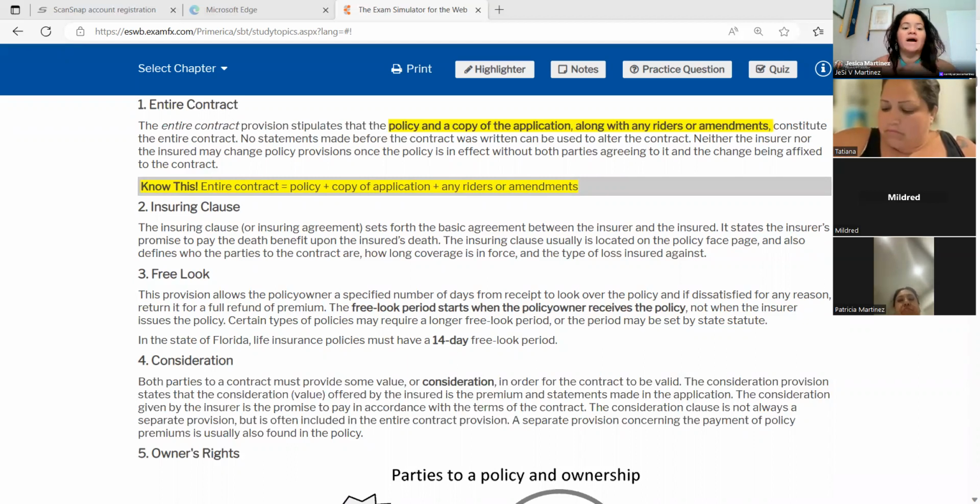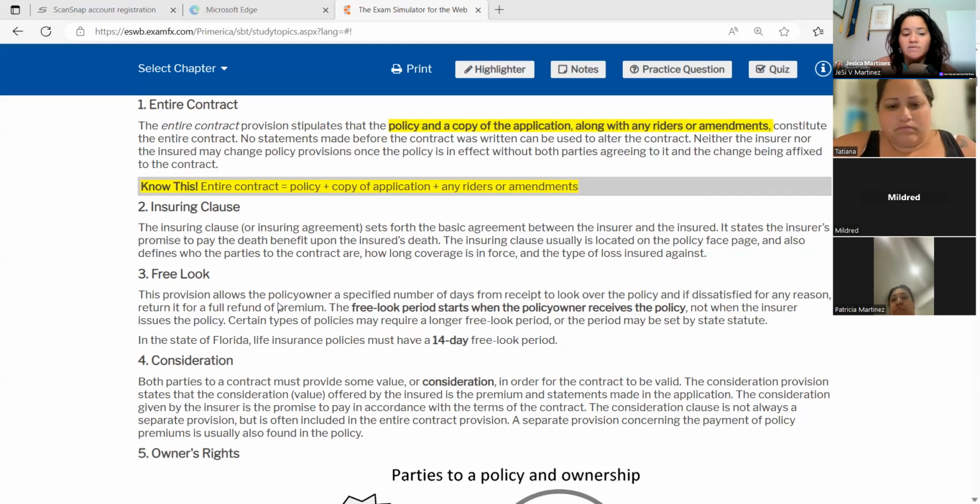Okay, we have what is called the insuring clause. The insuring clause or insuring agreement sets forth the basic agreement between the insurer and the insured. It states the insurer's promise to pay the death benefit upon the insured's death. The insuring clause usually is located on the policy face page. I'm gonna fly through more of this, okay?